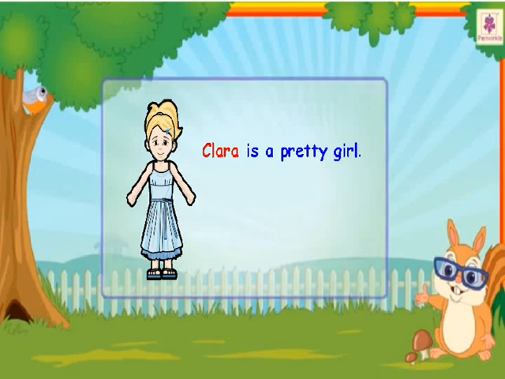For example, Clara is a pretty girl. The pronoun that replaces the naming part, Clara, in the sentence is she. She is a pretty girl. She replaces Clara, the naming part, in this sentence.